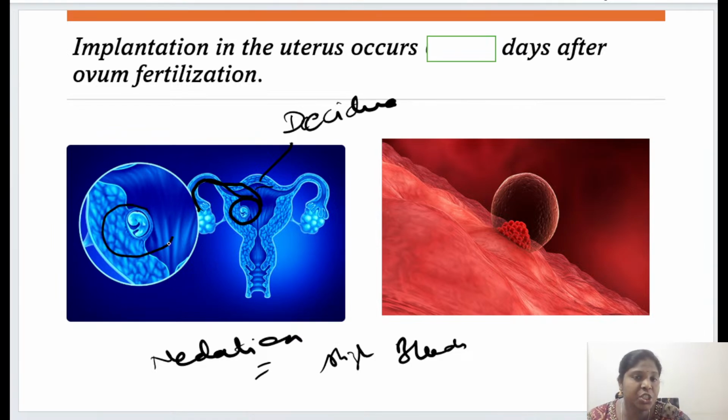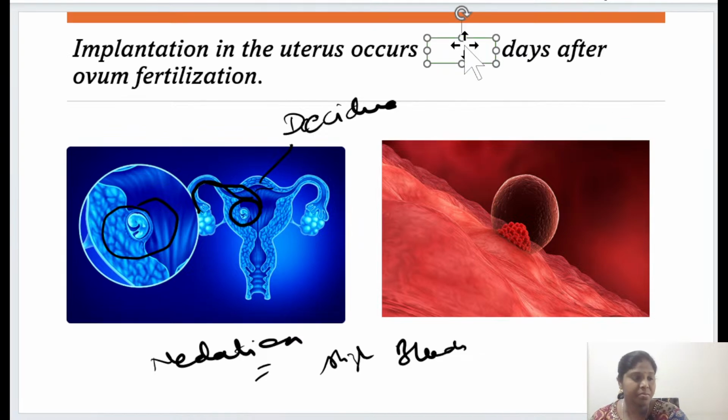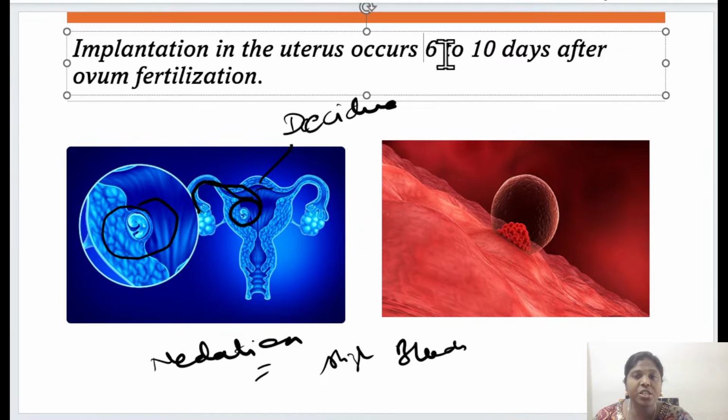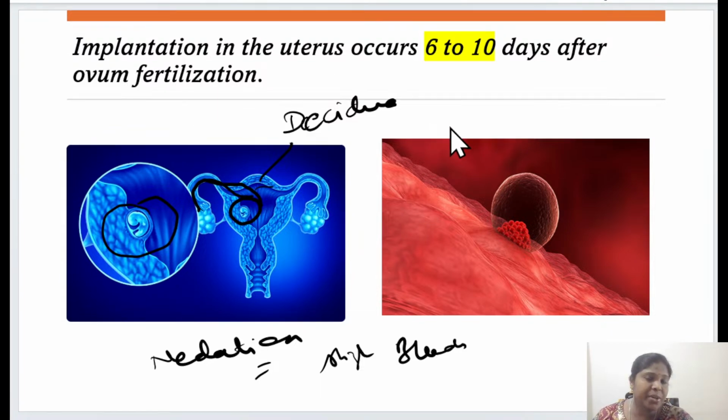So, this implantation process occurs at what days? Okay, 6th day. Prama Chatterjee, you said it right. So, from 6 to 10 days. Here I am asking you about the range. So, the implantation in the uterus occurs 6 to 10 days.